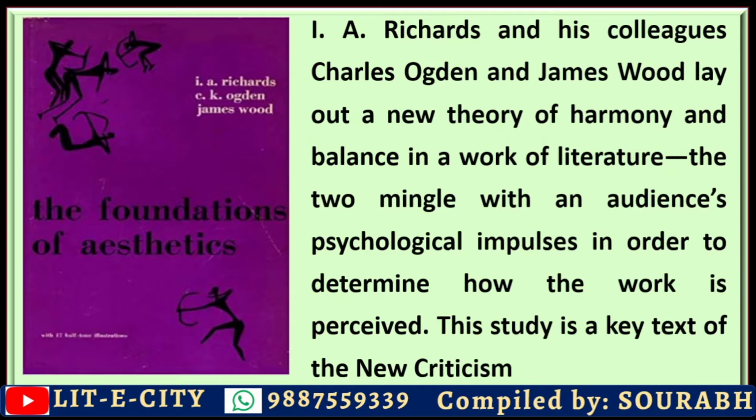Richards, and James Wood. If we talk about the book, I.A. Richards and both his colleagues, Charles Ogden Nash and James Wood, basically lay out a new theory of harmony and balance in work of literature. Harmony is the key word. The two mingle with an audience's psychological impulses in order to determine how the work is perceived. In fact, we can say it is the foundation text of new criticism also, because it talks about this key term, harmony, which we find many times in new criticism.